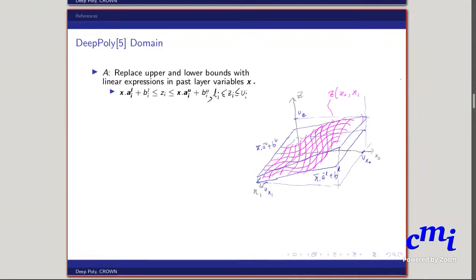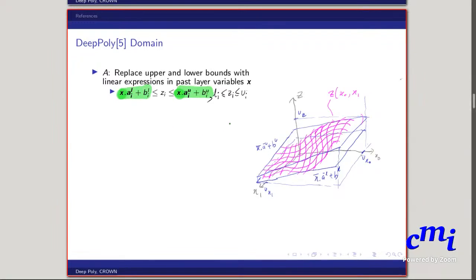But the basic idea is that previously we had intervals, right? So if you think about the interval, what are you really doing? You're taking the value of a node and sandwiching it between an upper bound and a lower bound, right? What the DeepPoly domain says is that instead of just sandwiching it between an upper bound and a lower bound, we are going to sandwich it between two linear equations. So we're going to have an upper bound, which is actually a linear expression involving some variables in the previous layer. Similarly, we're going to have a lower bound, which is again a linear expression involving some of the values in the previous layer, right?